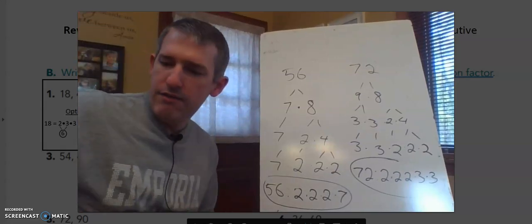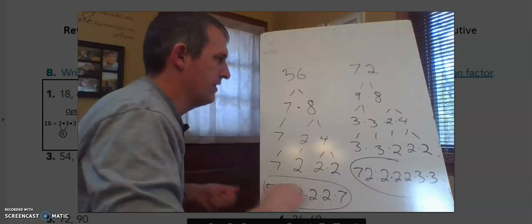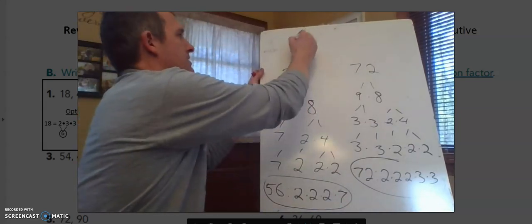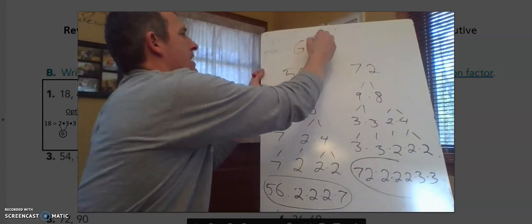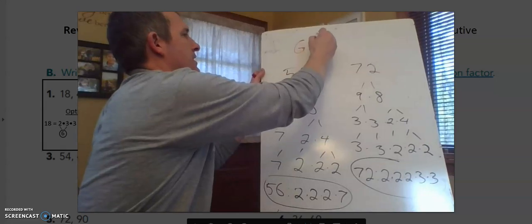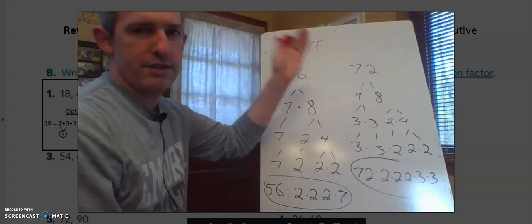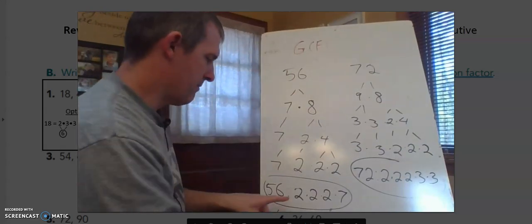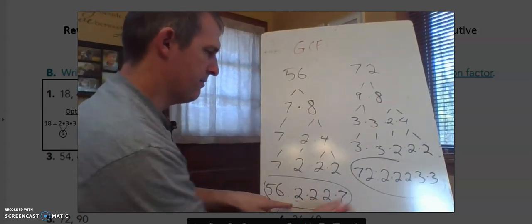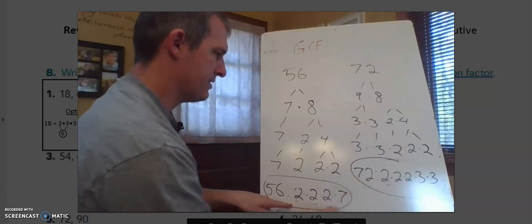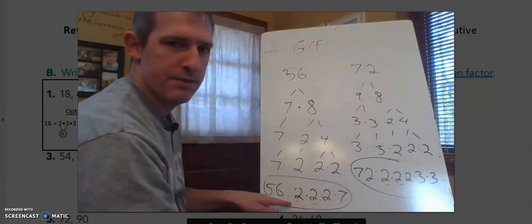Okay, now for my GCF, I'll write it up here so you guys can see it a little bit better. GCF is the biggest number that goes into both 56 and 72. And I can look here at my common factors. Notice they both have a 2 in common. They both have a second 2 in common. I feel like I'm on The Price is Right.